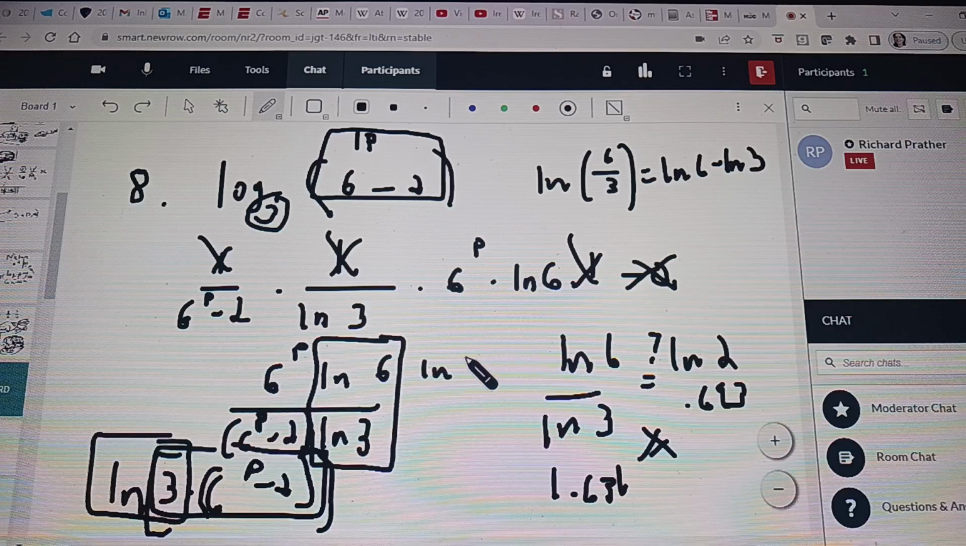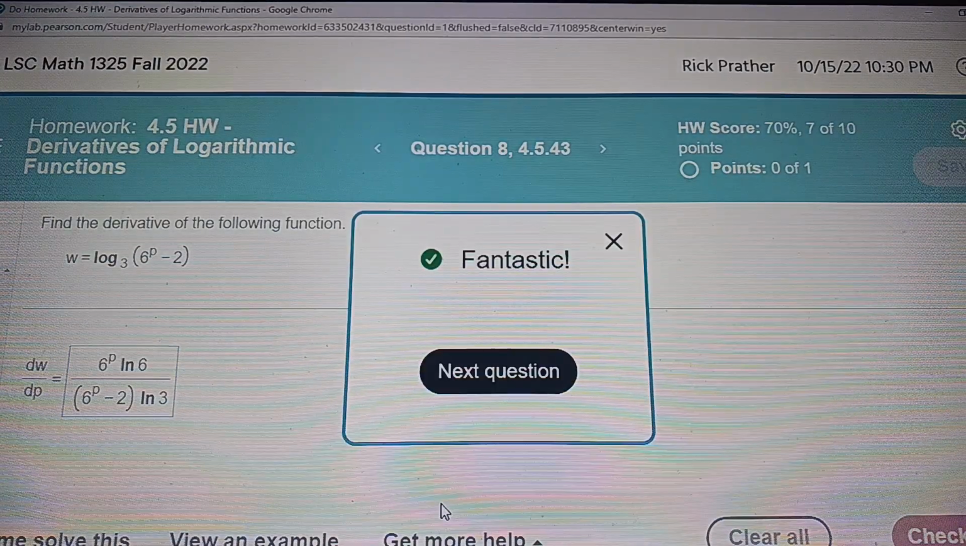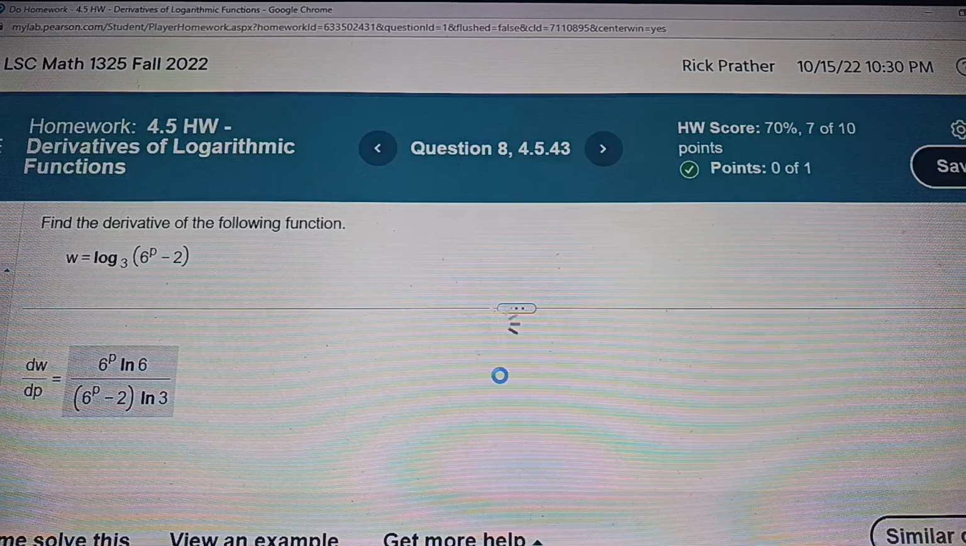Don't write ln of 6, 6 to the p. Don't flip-flop this, because then somebody's going to wonder, is this all together right here or is that separate? You can put it in the front, but you have to put parentheses around it like that. That would be acceptable if you did that. So it's easier to type without parentheses, so that's why I put it in the back.